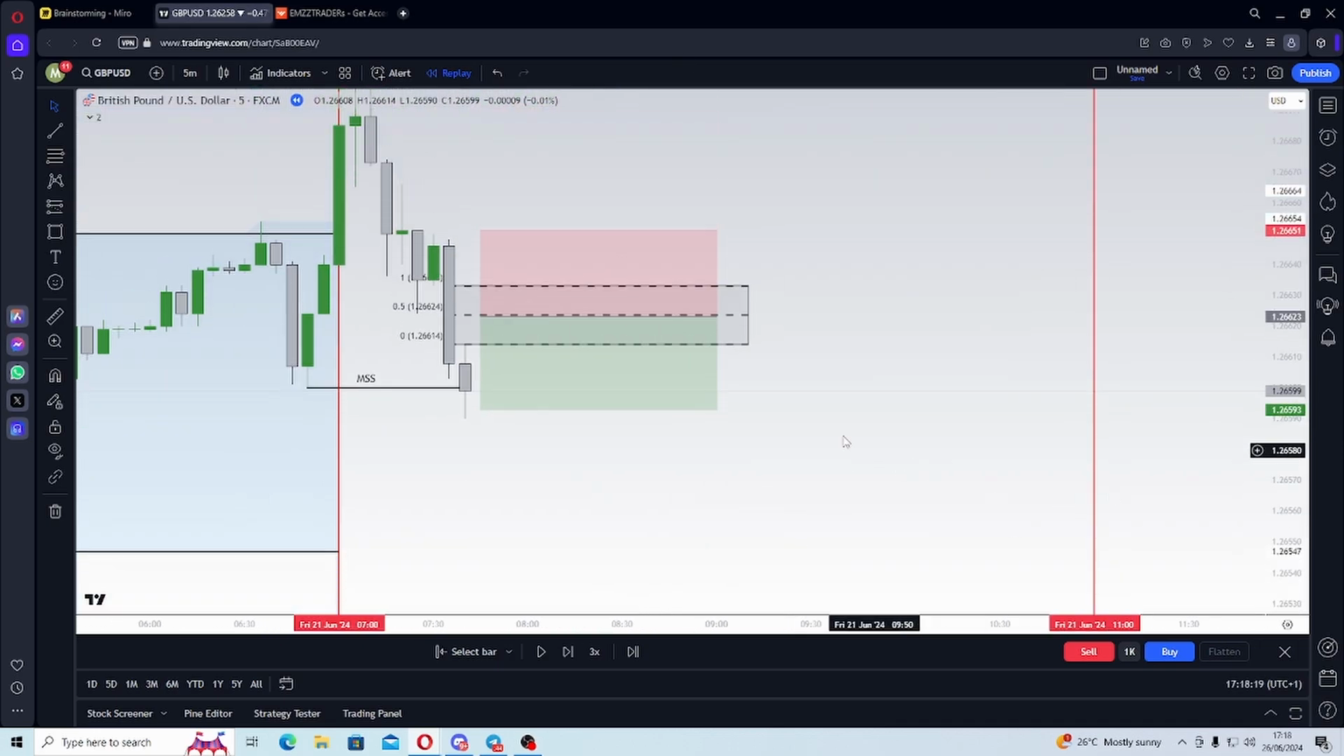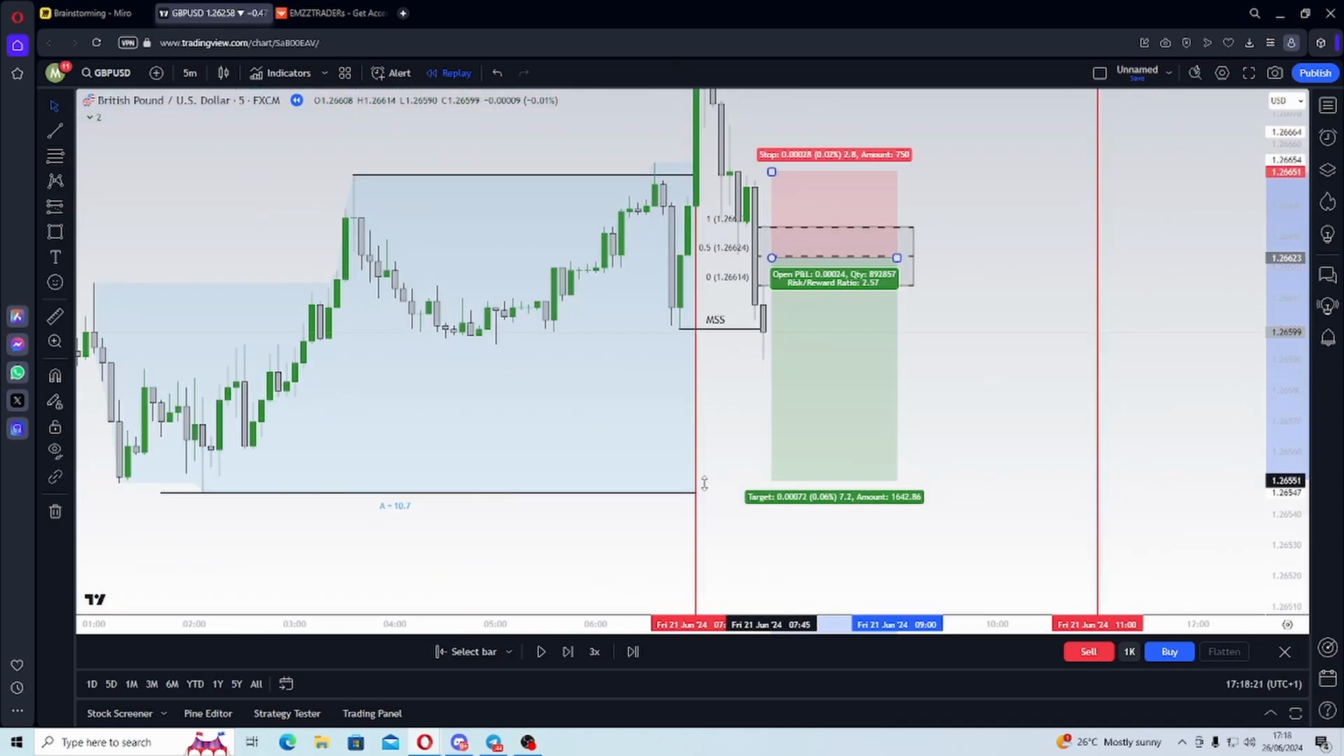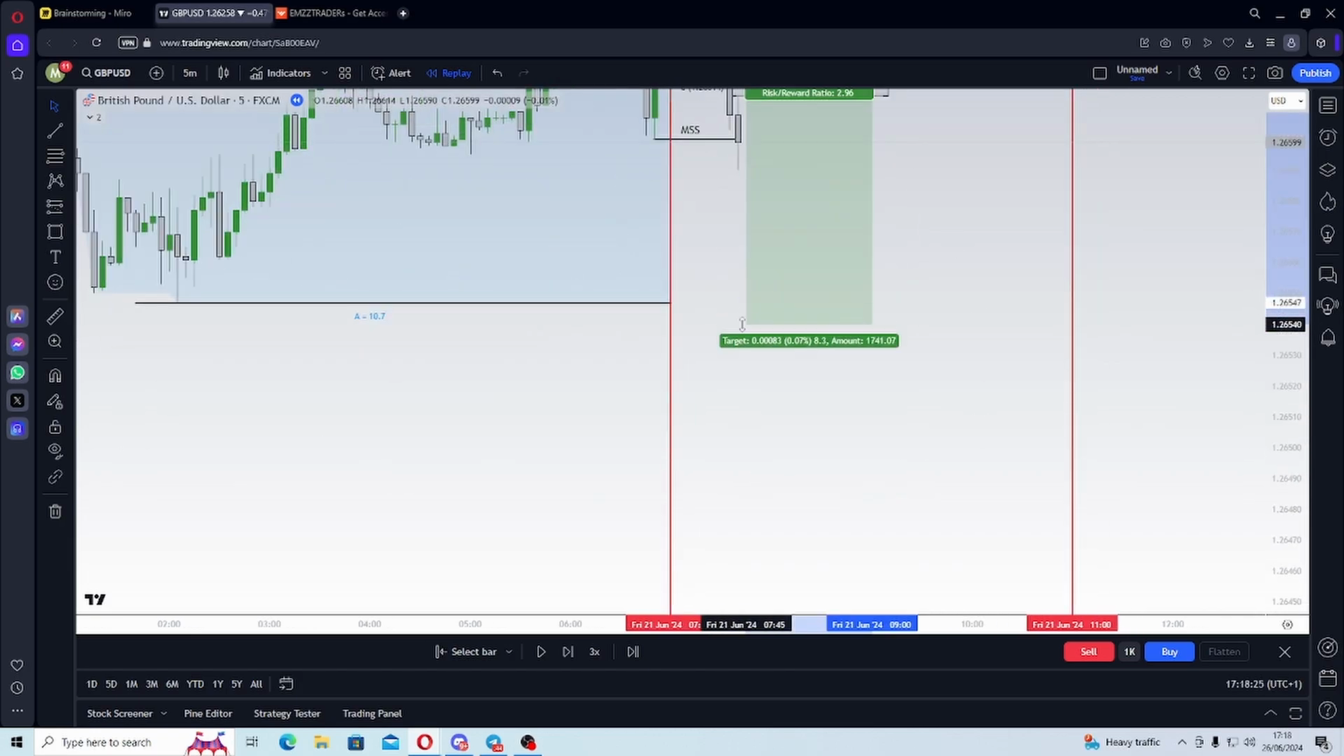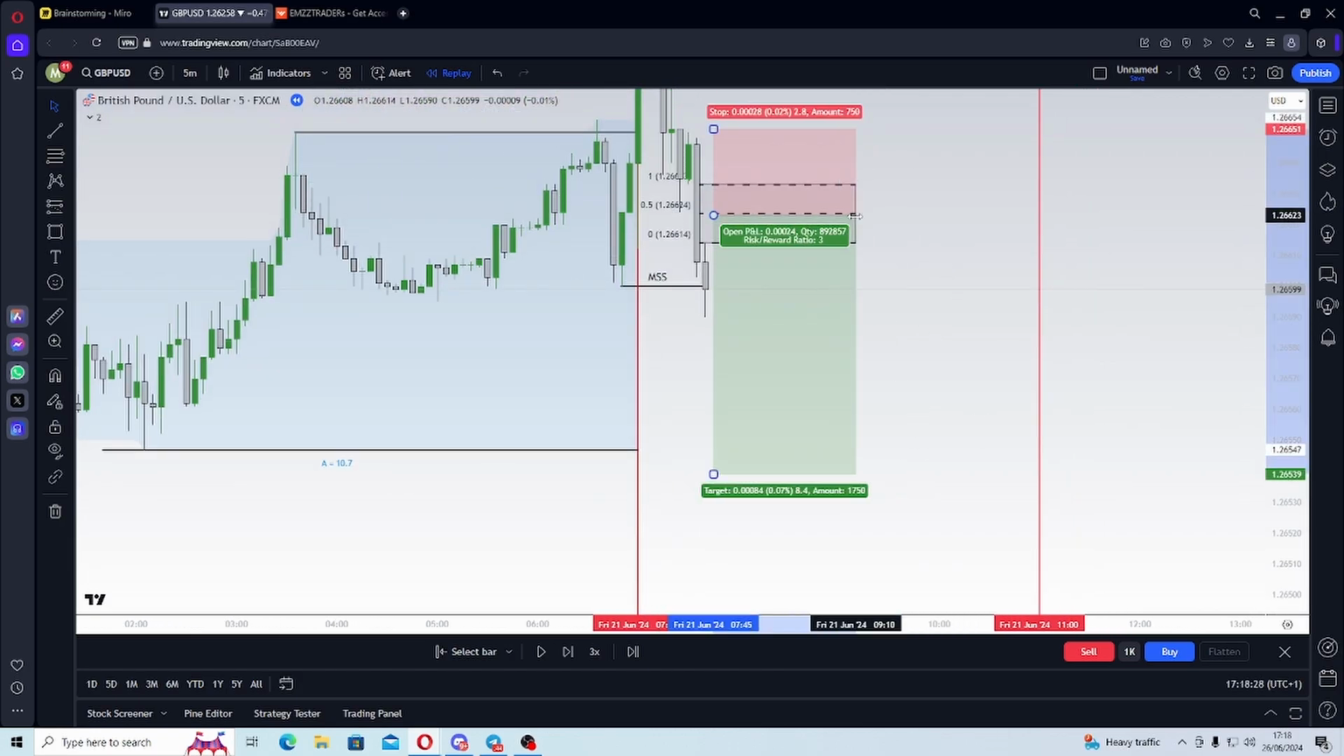And for our take profit, we won't just be targeting the Asian session lows, even though that's basically a 1 to 3. We at least put it at 1 to 3. There we go, that's the 1 to 3 right here.